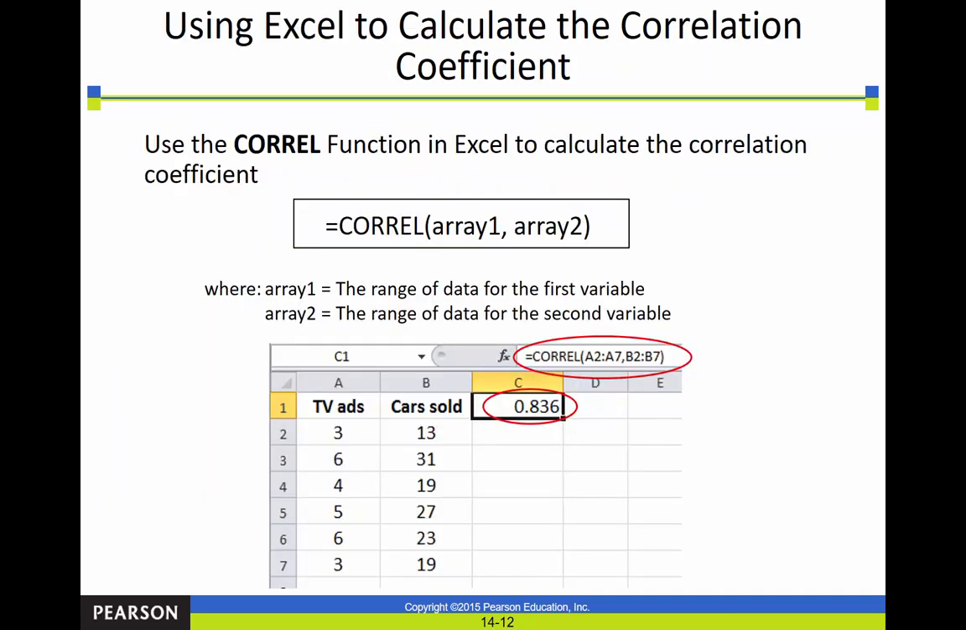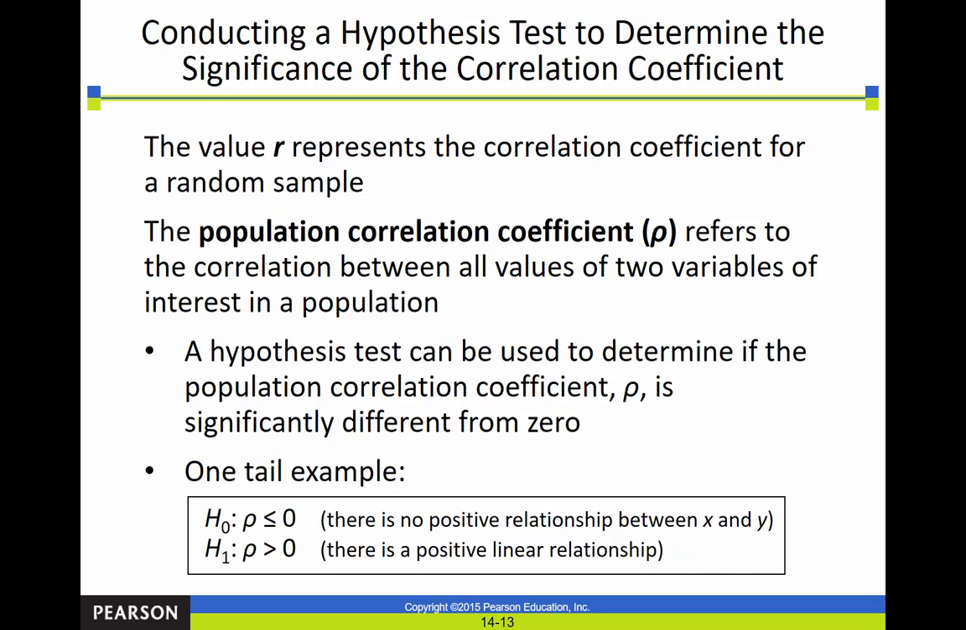Luckily, there's a function in Excel, which is CORREL for correlation, and you do array 1 and then array 2, where array 1 is your x data and array 2 is your y data. And it'll give you the same answer.